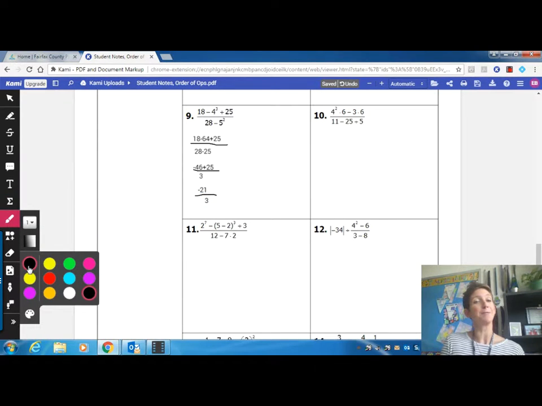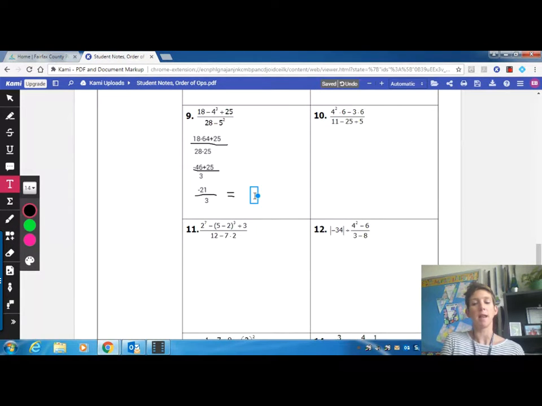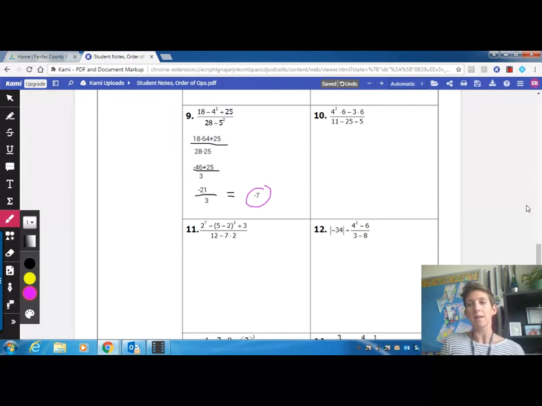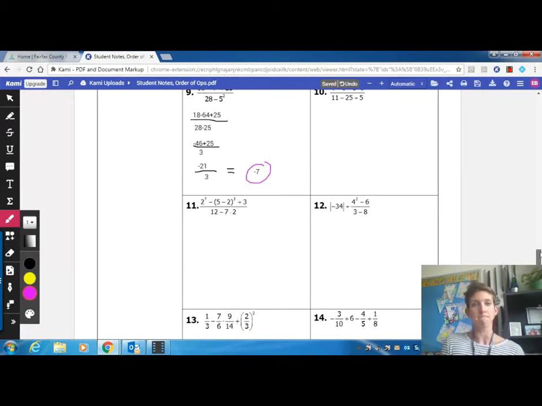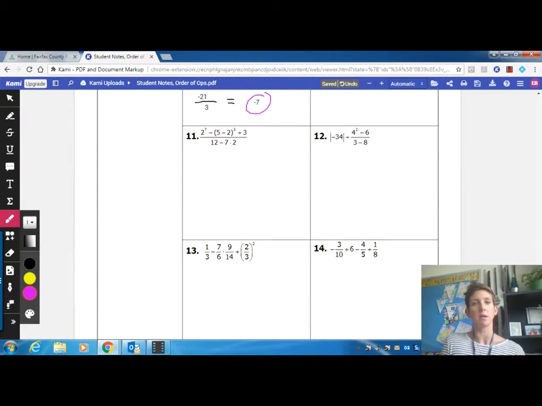And I think that we can simplify that a little bit further. I'm sure you guys see that we can as well. So negative 21 divided by 3 would give us an answer of negative 7. And I'm happy with that. I'm going to circle it. Now, I could have also written negative 7 underneath here to show my further inverted pyramid in the succession of my steps. Okay, let's take a look at another problem, number 11.